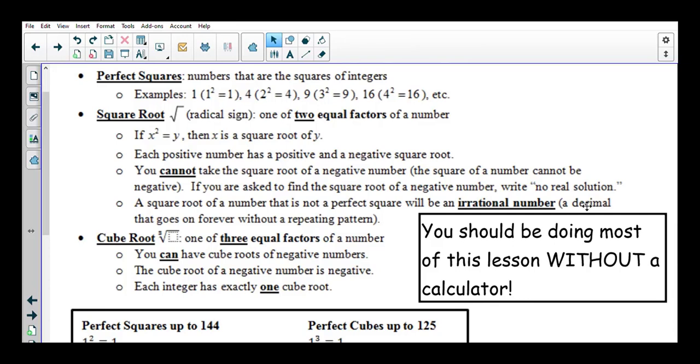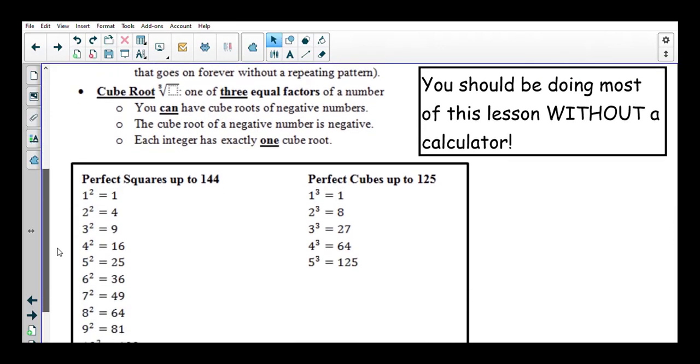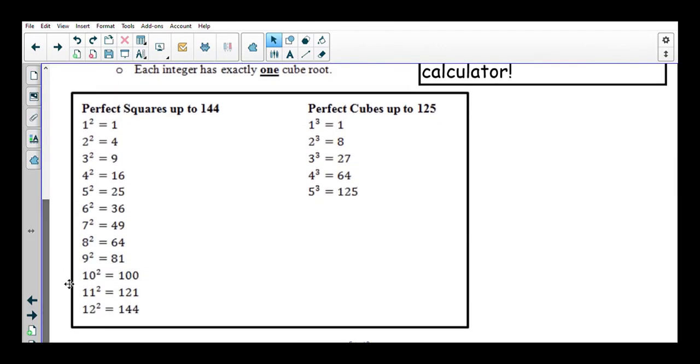And remember, that's a decimal that goes on forever without any repeating pattern to it. So we'll see some of those examples here. I did put down below here, by the way, the perfect squares up to 144. I have had students memorize the perfect squares up to 400 before, which would be 20 squared. It's not a bad idea to know some of the other ones like 13 squared, 14 squared, 15 squared, and so forth. If you want to add those onto the list, you certainly may.